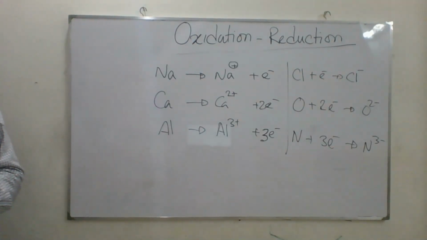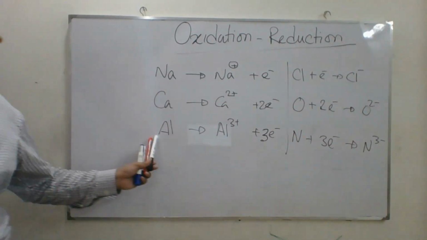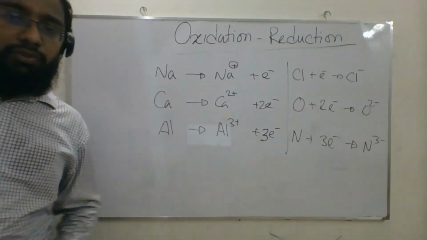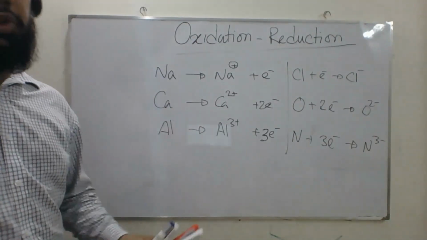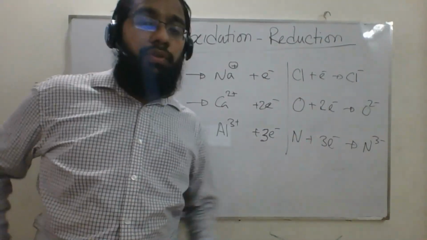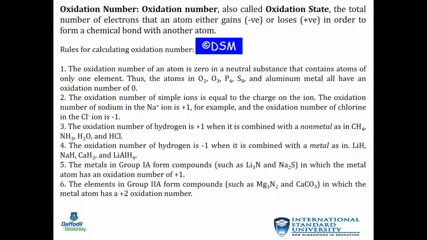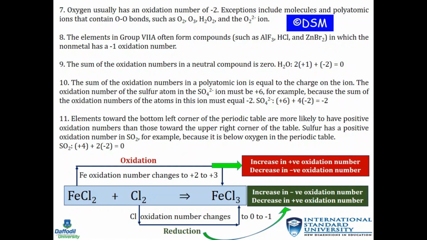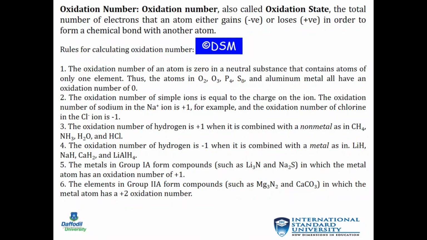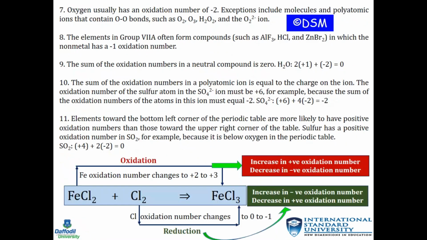Now, is it always true that electron donation means positive and acceptance means negative? No, there are some exceptions, so we will tell it later. Now there are some rules to determine the oxidation state of any element in any compound. If we consider the rules, first of all, the oxidation number of an atom in its elemental form is always 0.